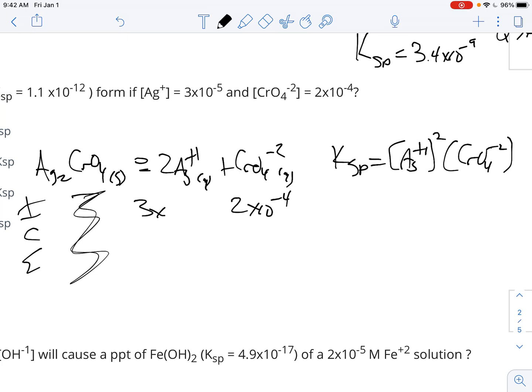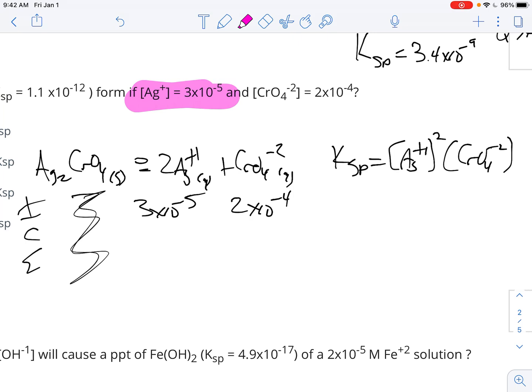This is 2 times 10 to the negative 4th, and this is 3 times 10 to the negative 5th. Now, careful. Some people want to get too smart by half here, and they're going to say to themselves, wait, there's a 2 here, so shouldn't I double this number? In this case, no, you shouldn't. Why? Because they just told you what the number was. They just told you that it was 3 times 10 to the negative 5th.